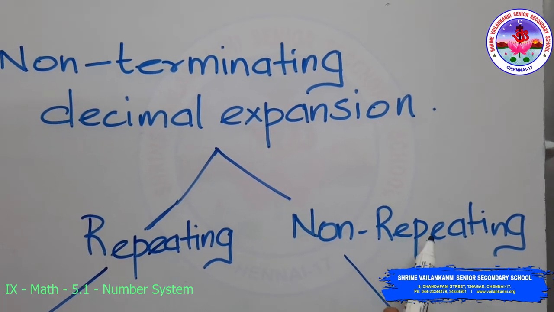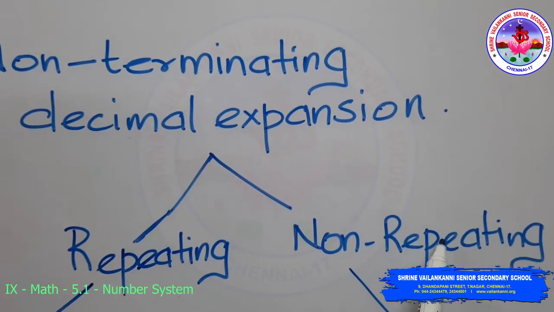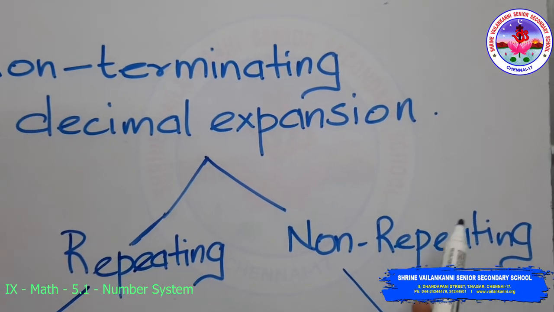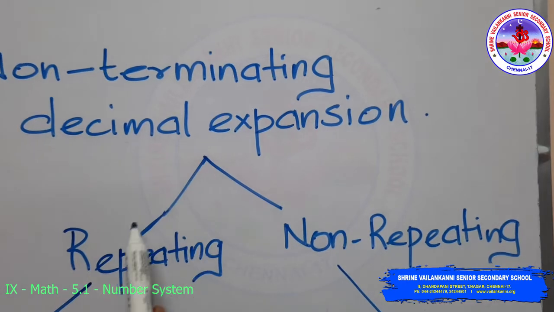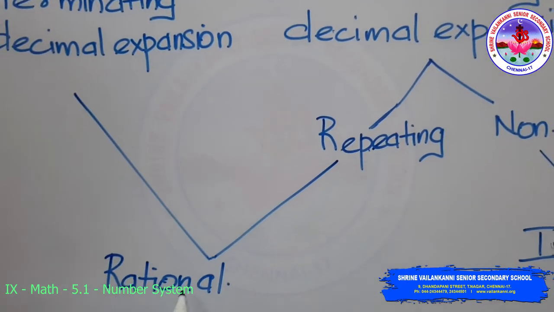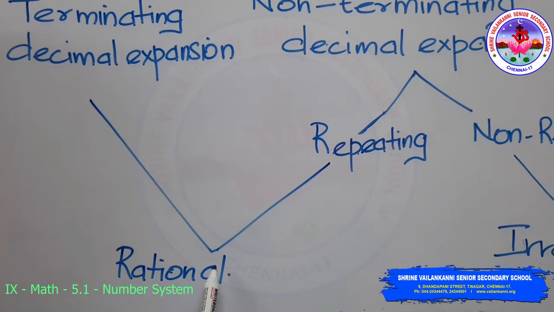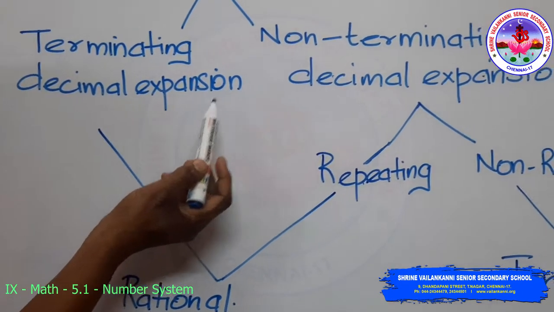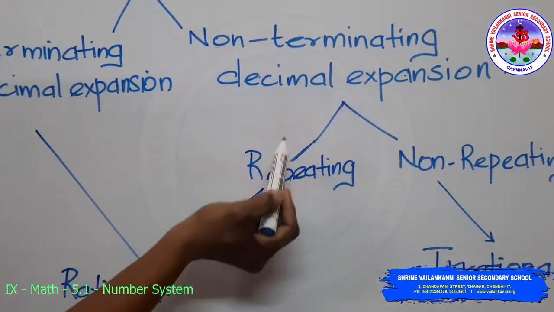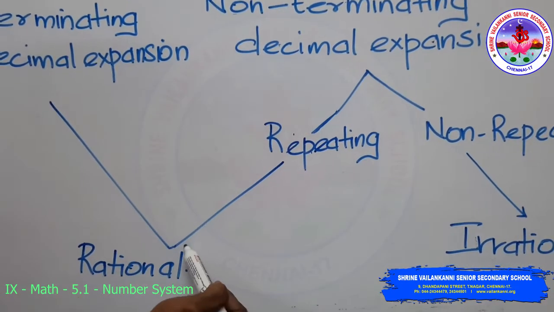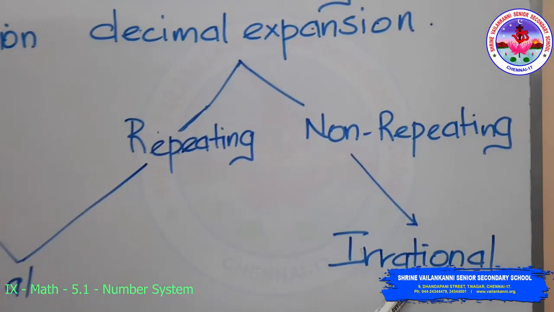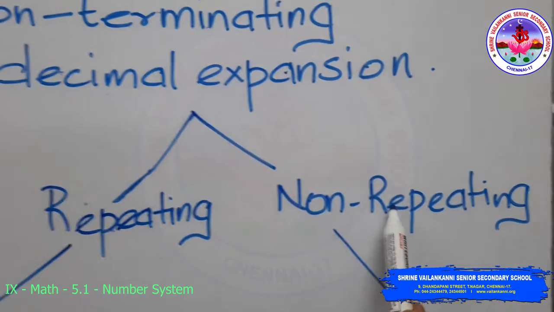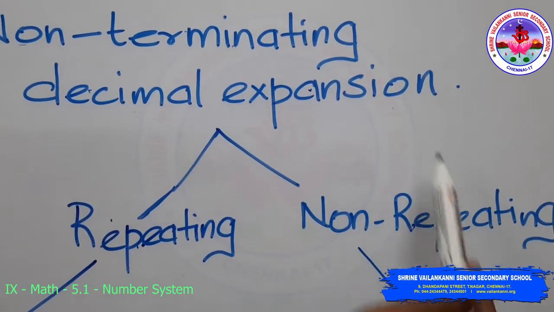You will get different numbers after the decimal point, which keep on continuously moving. So in this case, a rational number can be defined in the other way as either terminating decimal expansion or non-terminating repeating decimal expansion, whereas an irrational number can be defined as non-terminating, non-repeating decimal expansion.